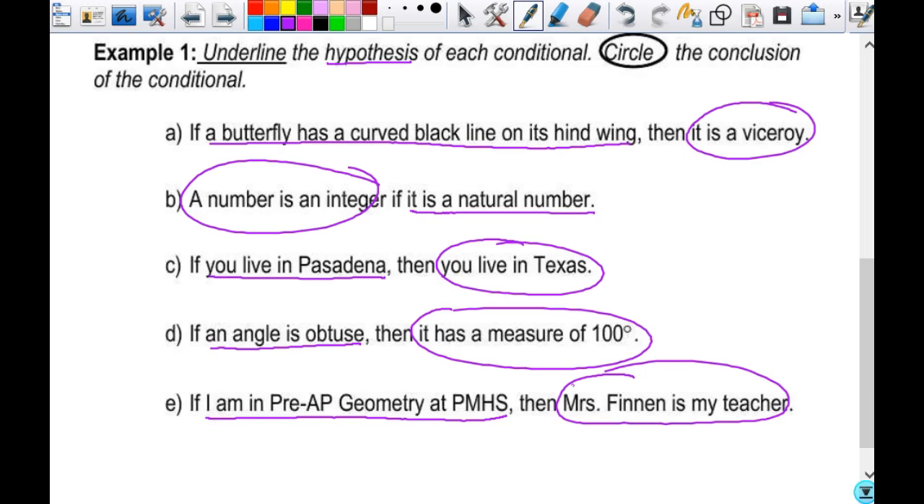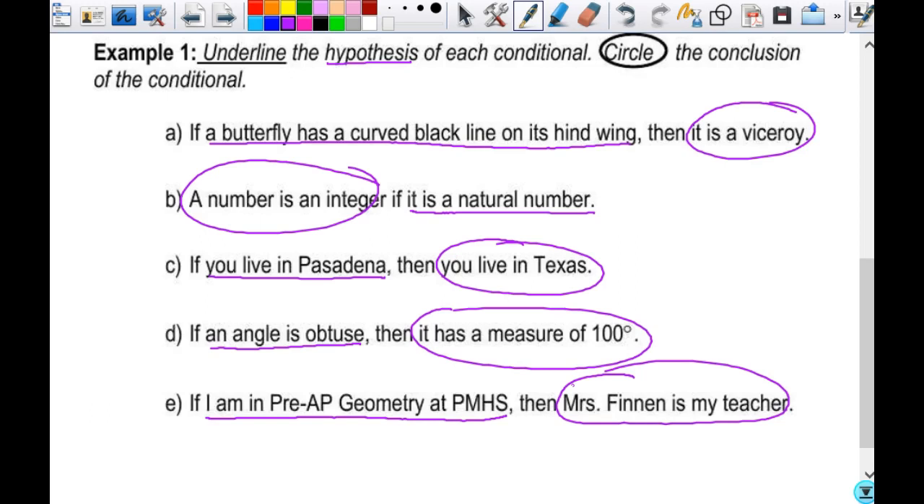You may not know about the butterfly. It is true. Okay, maybe that was one you know. There you go. You learned something about butterflies today. Maybe you're not even sure about the number thing. But let's look at C. If you live in Pasadena, then you live in Texas. Well, those of you that live in Pasadena, do you live in Texas? Yeah, you totally do, right?